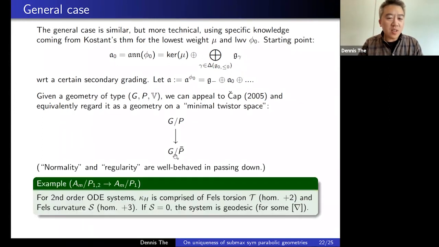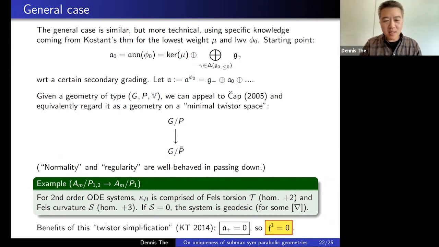Why would you do that? Well, first of all, for example, for second order ODEs, you have some cases where you have projective connections. So for that class, you could regard this as projective geometry that you're studying. But why would you want to pass down to the twistor space? The benefit of this twistor space is that you get prolongation rigidity always. So you always have F1 equal to 0. Okay, how is that used?